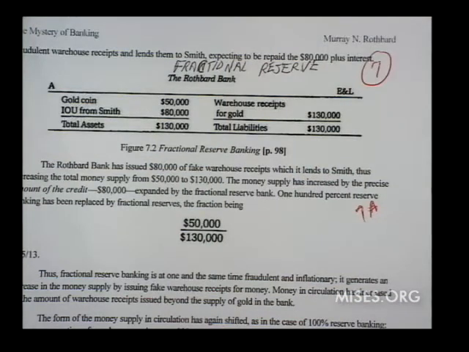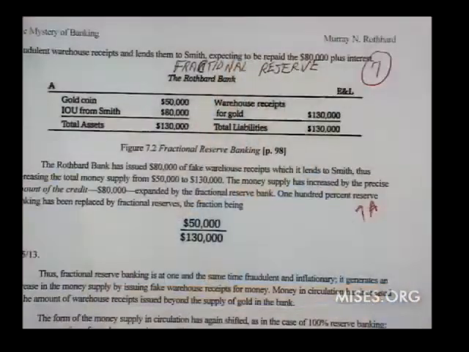There's $50,000 worth of gold deposited, and then $80,000 of warehouse receipts are printed up and loaned out. But at the same time, $50,000 worth of warehouse receipts have been issued to the original depositors. Those are the legitimate warehouse receipts. So the bank now has in circulation $130,000 worth of warehouse receipts: $50,000 issued to the original owners, and $80,000 printed up in an illegitimate fashion and loaned out at interest. So now we have fractional reserve banking.